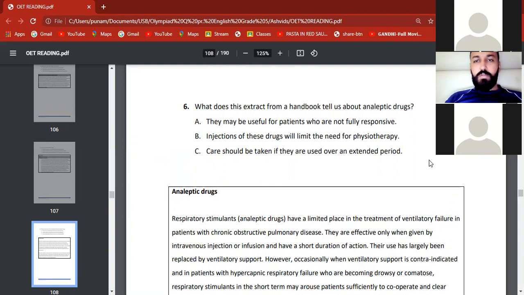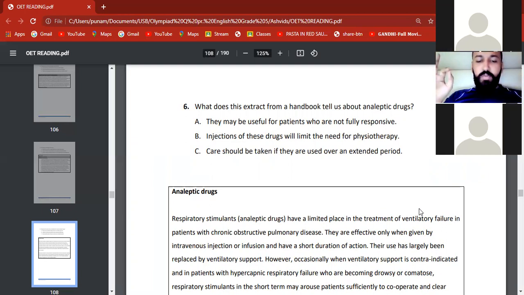Next: injection of this drug will limit the need for physiotherapy. Limited need for physiotherapy. Next: care should be taken if they are used over an extended period. Care to be taken.